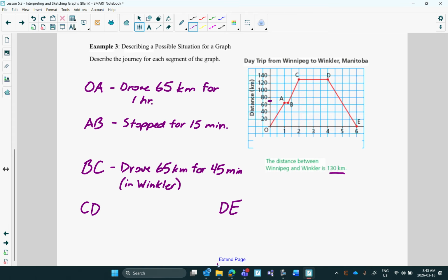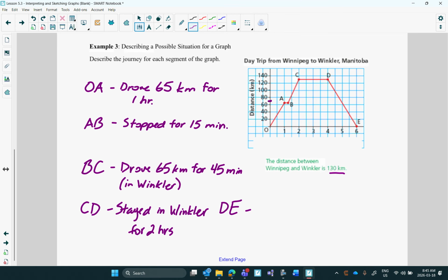What happened from C to D? Are they taking a break? For how long? So, 2 hours. Or we could say they stayed in Winkler for 2 hours. Did something there. So finally, after hour 4, they're in Winkler.